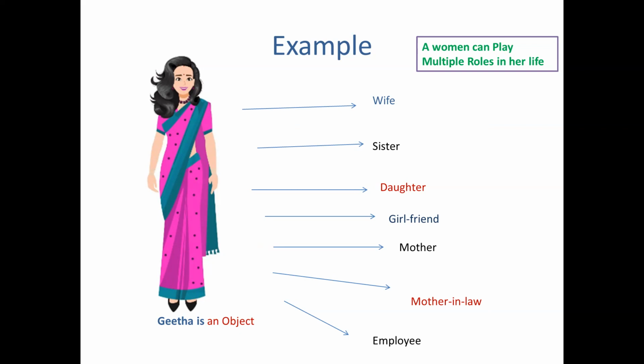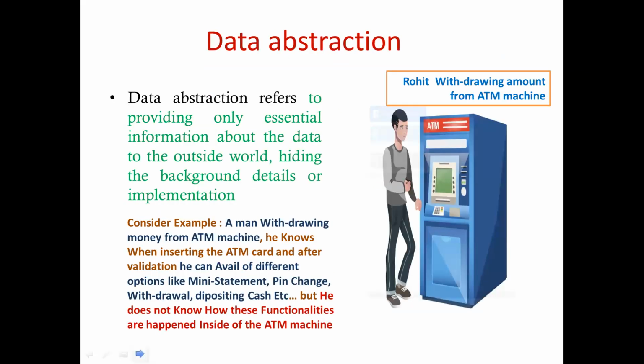So it depends on the situation. For example, this woman behaves like a wife with her husband, and she shows the characteristics of a sister when she is with her sisters or brothers. Like that, this is a real-time example we can consider for polymorphism. And then see data abstraction.